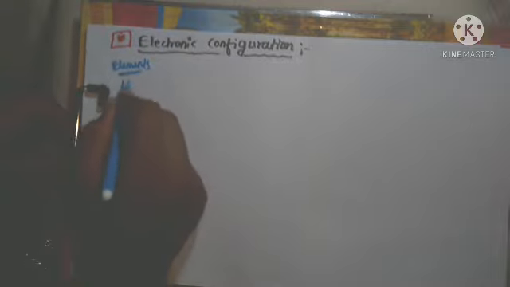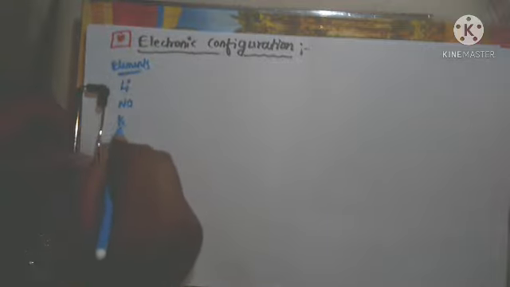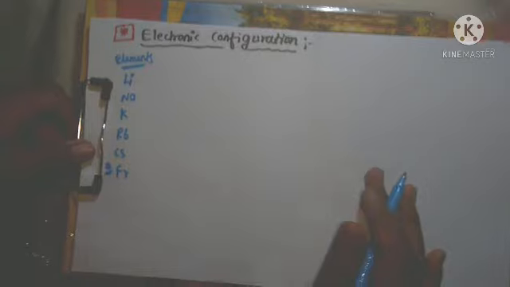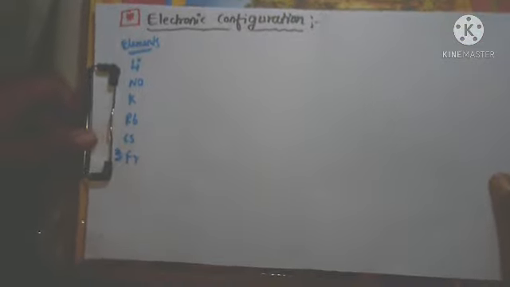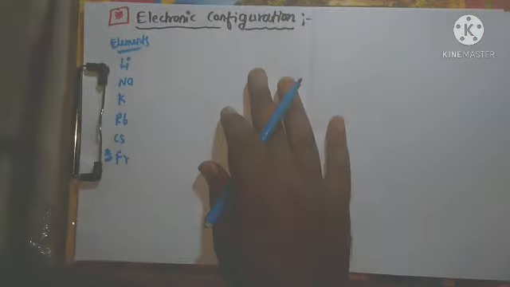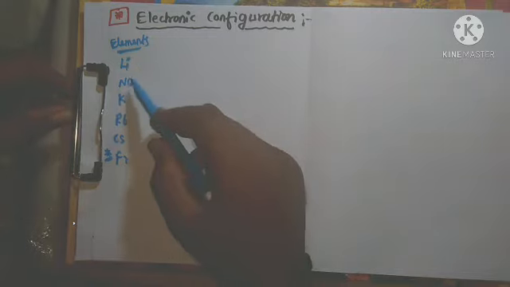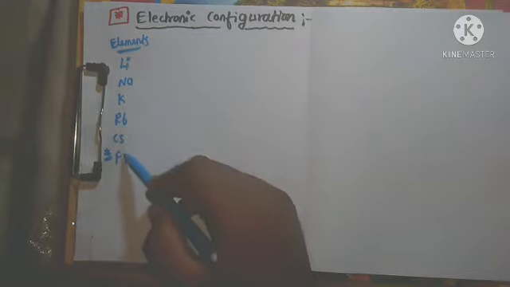Now just check here, I will write the elements first. What are the elements? Already you know. Lithium, sodium, potassium, rubidium, cesium, francium. Again I am putting a star because radioactive. Francium is the radioactive element in the periodic table. Now I wrote the elements: lithium, sodium, potassium, rubidium, cesium, francium.